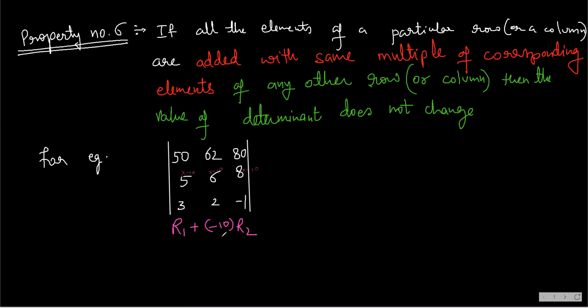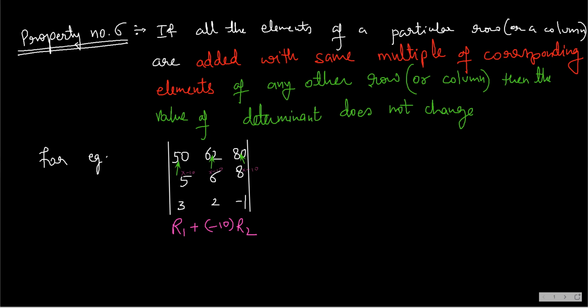Yes, that is what I have written. Minus 10 times R2. I'm going to multiply minus 10 with all the elements of R2, and I will add it to the corresponding elements of R1. Whatever I will get here, I will add in this. That is corresponding. So you can check. Now you will understand the property.